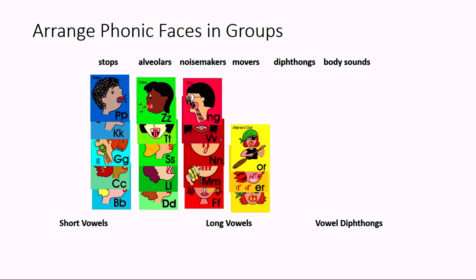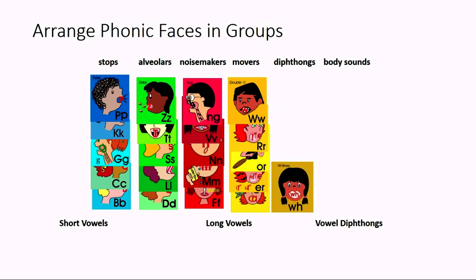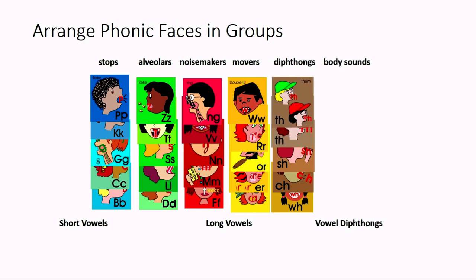Or, or. This is the consonant R, as opposed to the R-colored vowel, and W, w, w. So these movers kind of go together in another category. Diphthongs. We have the Whitney, the W's twin sister, w, ch, sh, th. And when there's two voices, then you end up with the voiced pair.